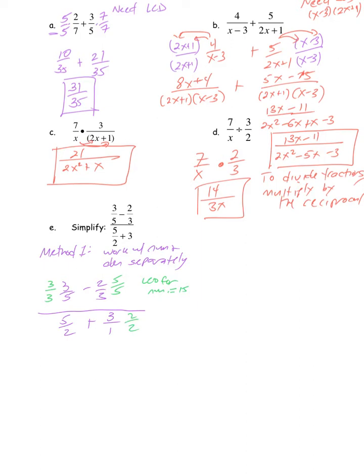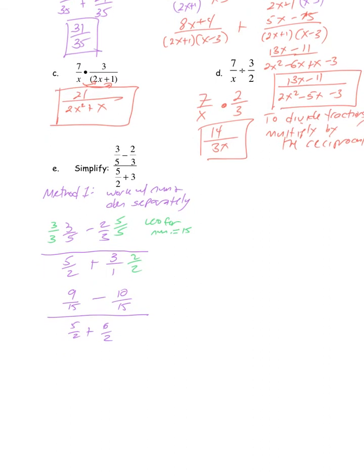So in the numerator, I'm going to do 3/3 times 3/5, which, let's see, is going to end up with 9/15, minus 2 times 5 is 10/15. That's the numerator. And then the denominator, I have 5/2 plus 6/2. We'll continue to simplify here. So 9/15 minus 10/15, we have a common denominator. That's going to give us -1/15. So we got -1/15 in the numerator, and the denominator 5/2 plus 6/2 is 11/2.